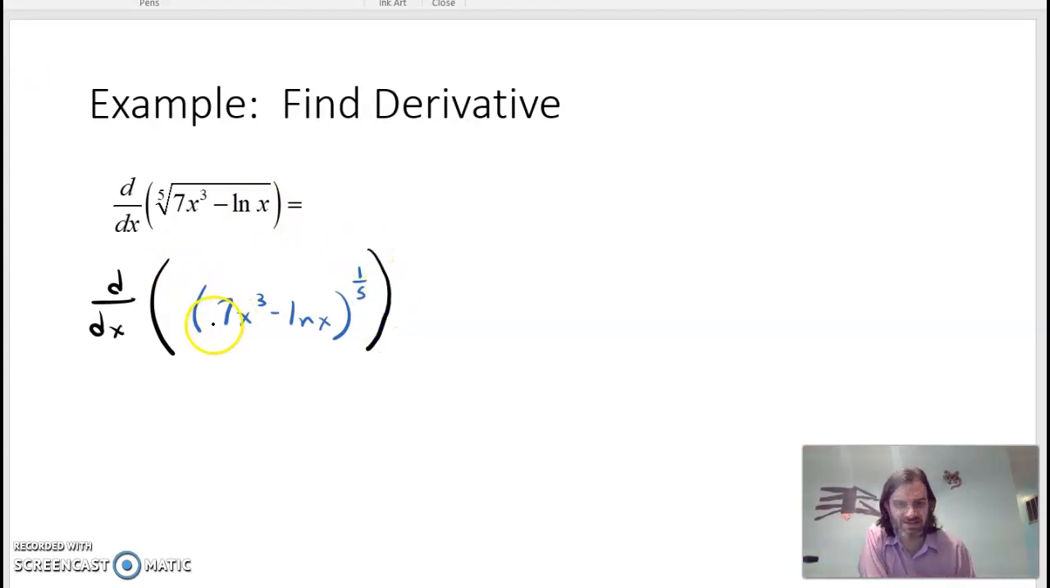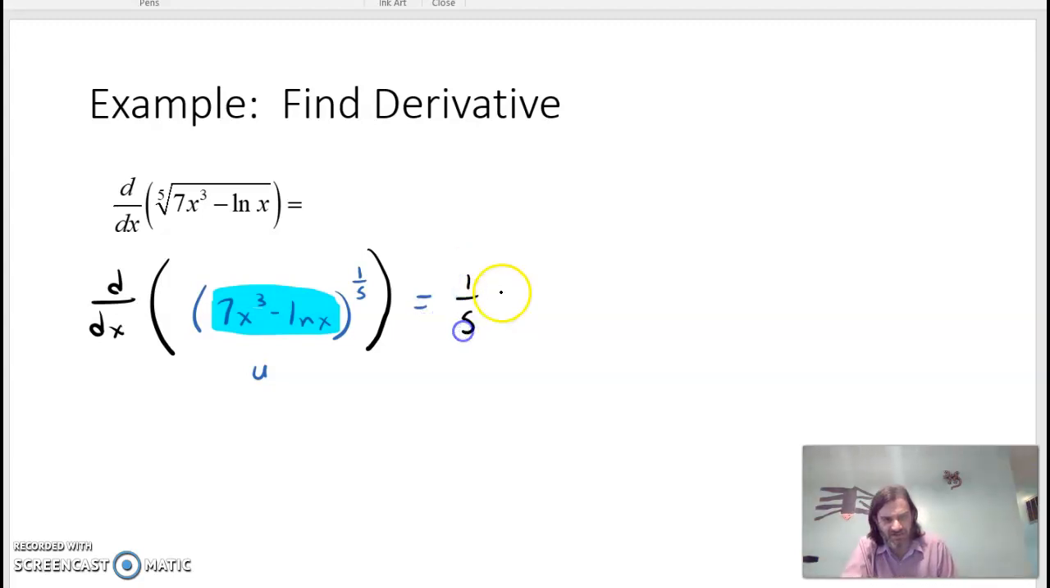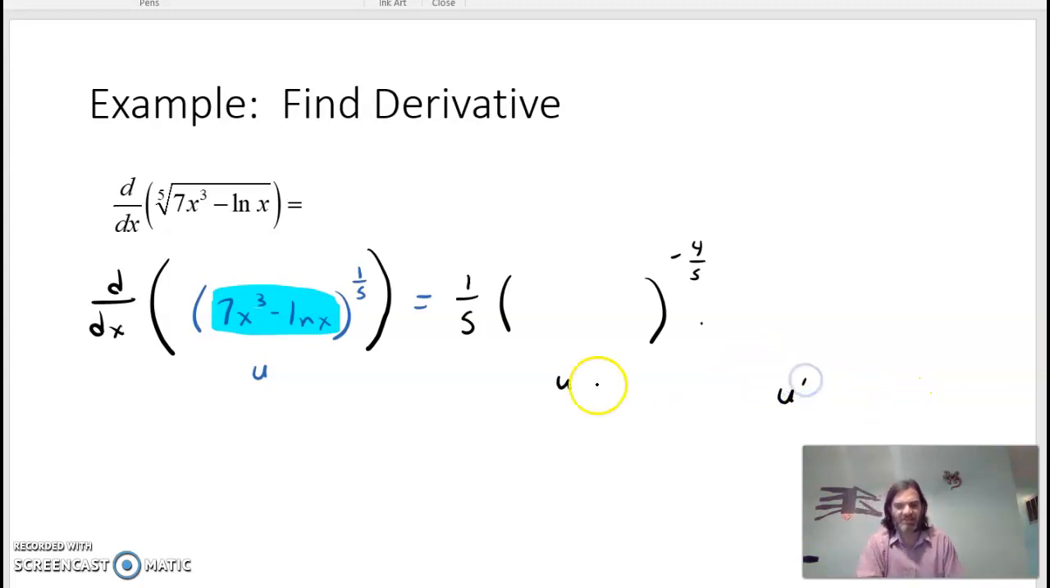So in that case, this is another power function that's something to the 1/5. What's being raised to the 1/5? 7x cubed minus natural log of x. That'll be our u. So when we take our derivative, we will have from the f part 1/5 something to the negative 4/5. Our u will go in there. And then it'll be times our u prime.